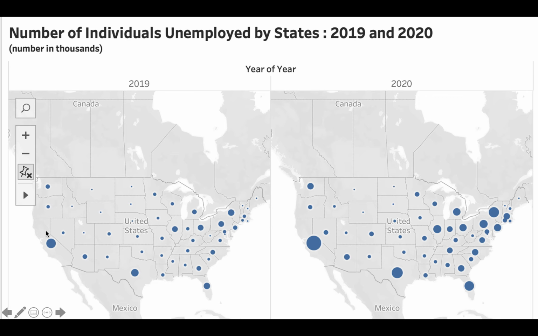This visualization shows the number of individuals unemployed by state in 2019 to 2020. In 2019, you can see that the circles are much smaller compared to 2020. In 2020, you can see that the circles start to get larger as the number of individuals that are unemployed starts to increase. So for example, California, you can see the circle is this small, and then in 2020, it grows to a larger circle.